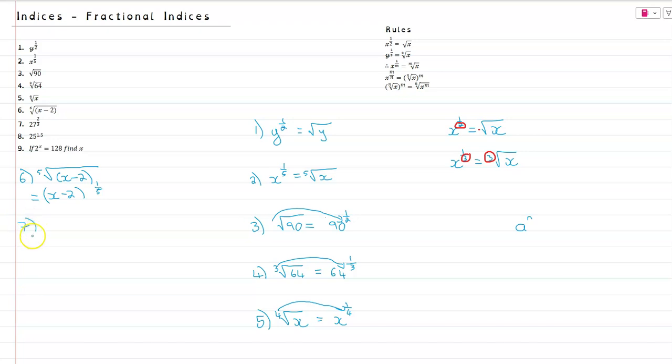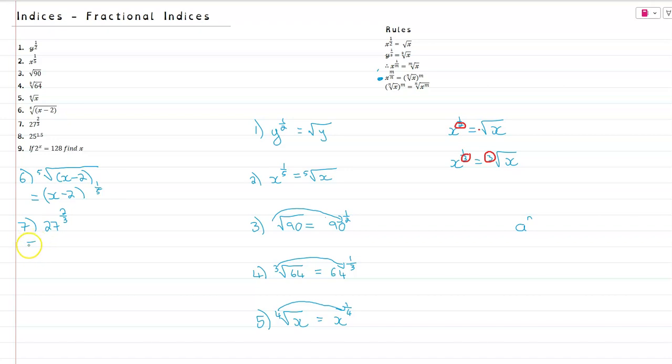So number 7 states that it's 27 to the power of 2/3. Now, this one looks a little bit different. It looks a little bit weird. But again, if we follow our rules, then we would not have a problem. So this is the rule that we're going to follow. Let's look at that.